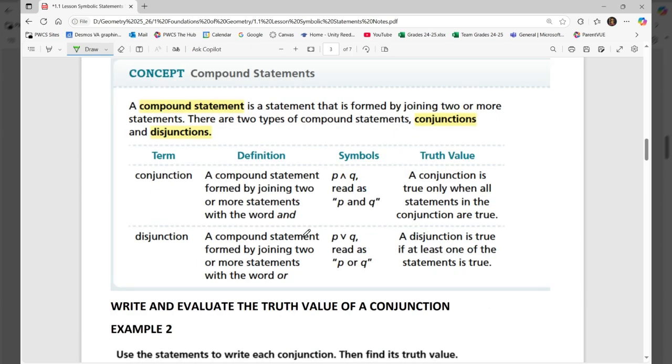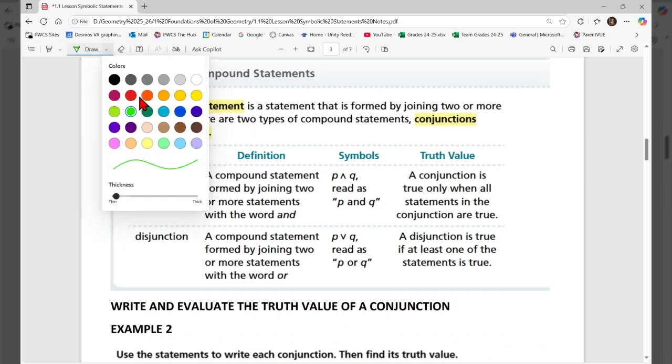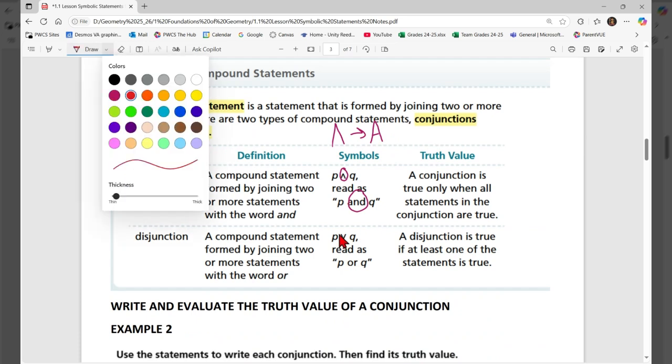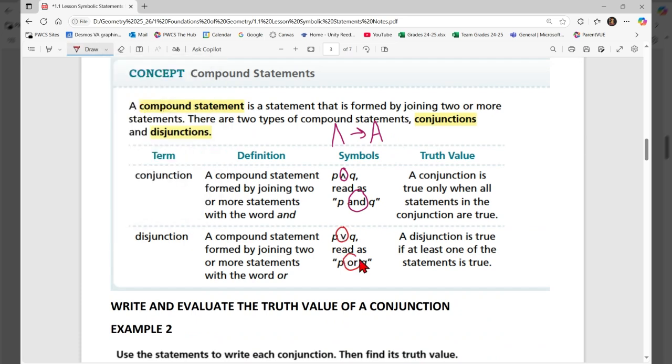We take those simple statements and sometimes we can link them together using these things called conjunctions and disjunctions. This looks like a lot of information. What we need to know is that this symbol right here, and I'll write it bigger, that we can make kind of look like a capital A, means the word and. And this symbol right here that looks like a V means the word or. So these are kind of like glue statements. They're bringing one statement and linking it or gluing it to another statement using the word and or the word or.